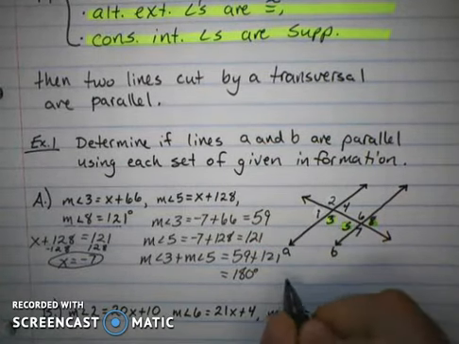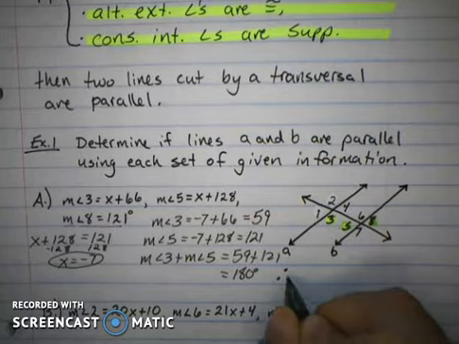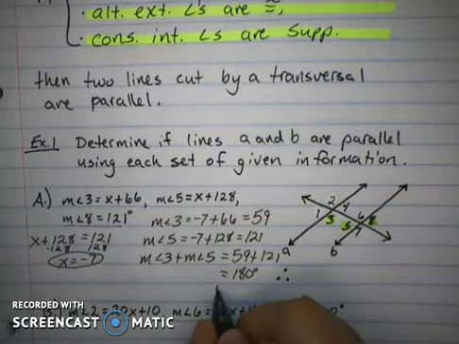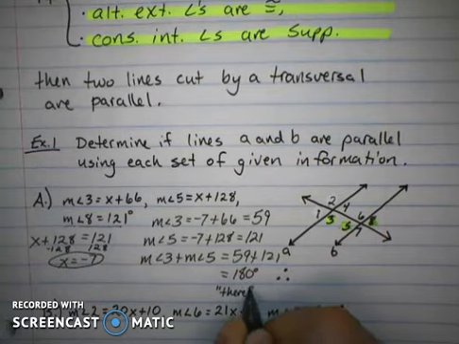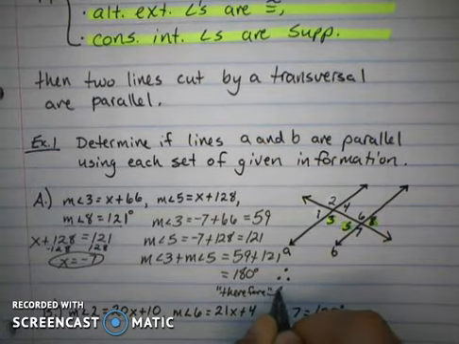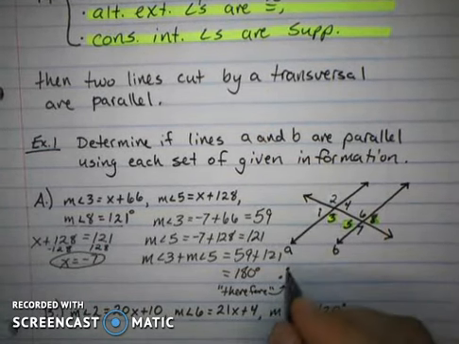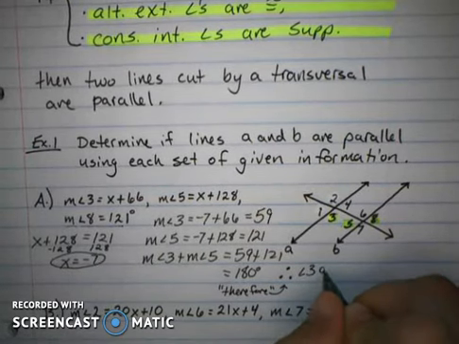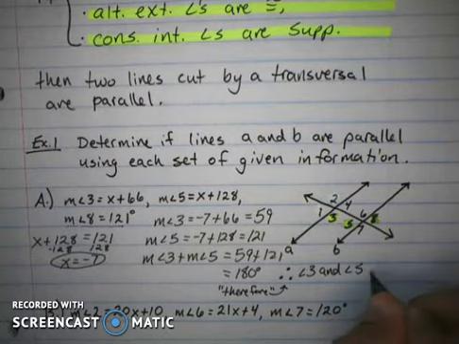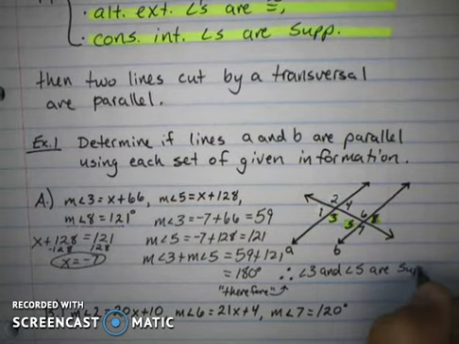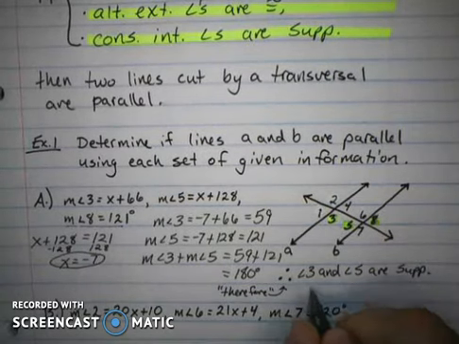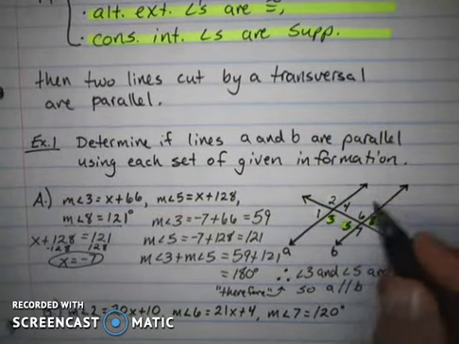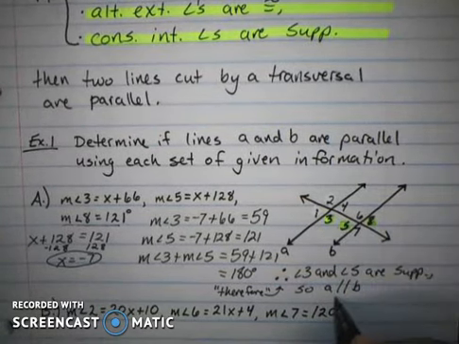So here's what I want you to say. I'm going to have you put this symbol on your notes. This symbol means the word therefore. If you want to write that in, you can. Three triangular dots means the word therefore. So we can say, therefore, angle 3 and angle 5 are supplementary, because that's what that means. So A is parallel to B because consecutive interior angles are supplementary.